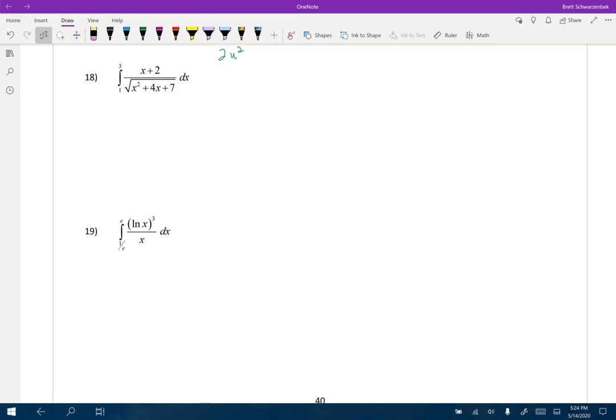18, so we're looking at, in this scenario, 2 possible inner functions. We have a numerator and we have inside the denominator. By default, we usually pick the larger degree, so let's see how this goes. If we find the derivative, we're going to get 2x plus 4 dx. And if we divide, we get dx is equal to du over 2x plus 4.